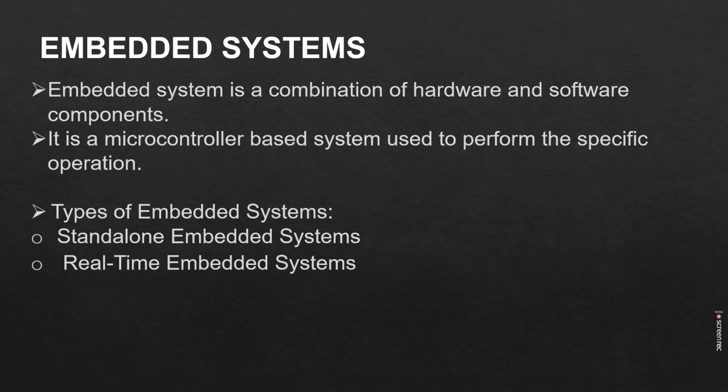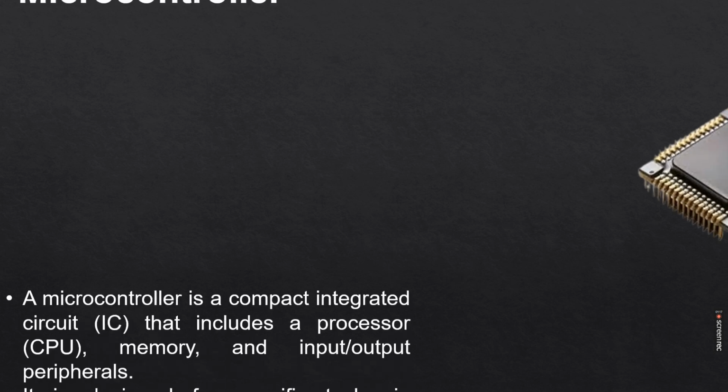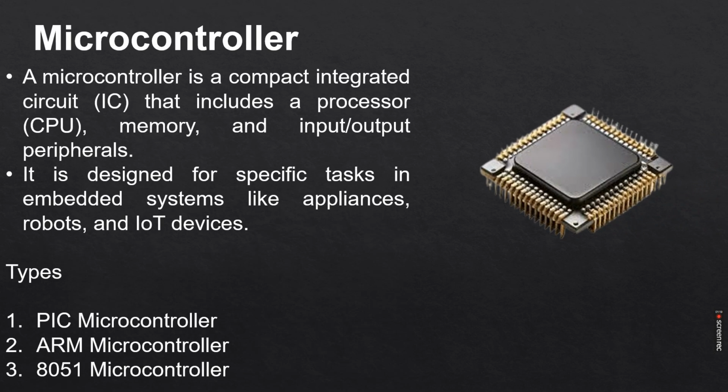So, what is an embedded system? An embedded system is a combination of hardware and software components. Basically, most embedded systems are microcontroller based systems. They are used to perform specific operations. Types of embedded system: standalone embedded system and real time embedded system. As I mentioned before, most of the embedded systems are microcontroller based systems.